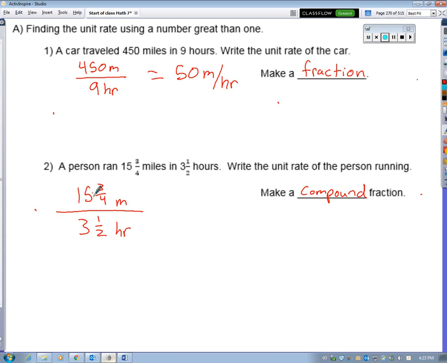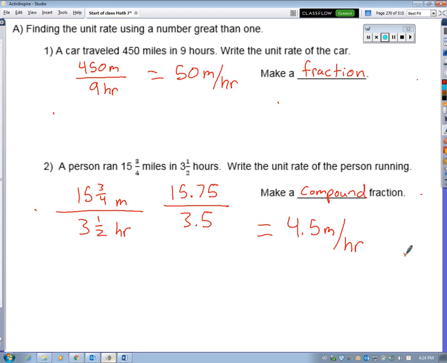Now for me, I don't like working with fractions very much, so I would actually change this into a decimal. So I would go 15.75, we did that in chapter 3, over 3.5. We also did that in chapter 3, how to change fractions into decimals. Now I've got 15.75 divided by 3.5. When I do the math on that, I am left with 4.5 miles in an hour. That's how fast the person was running.